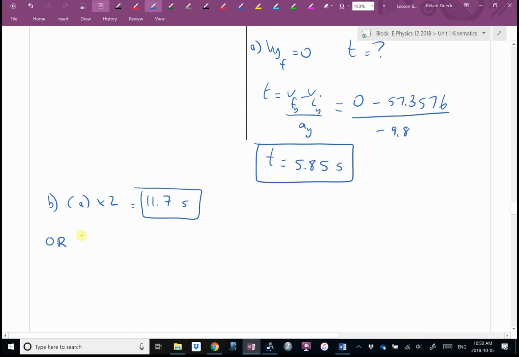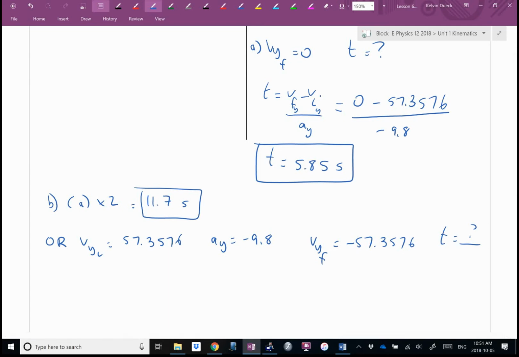I could have done this. VY initial equals 57.3576. AY equals negative 9.8. What's VY final? Not zero. That's after you hit the ground. And I could have found T that way. And if I hadn't done part A first, that's how I would do it because I'm lazy.